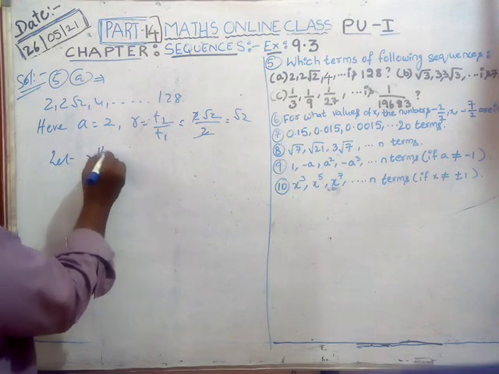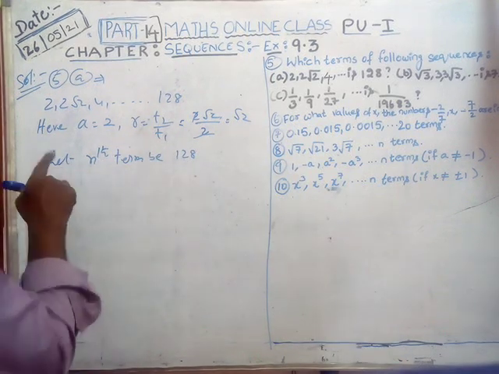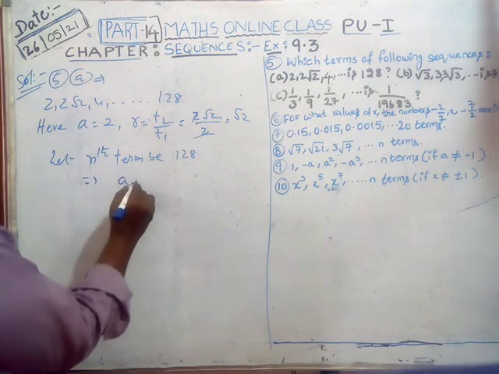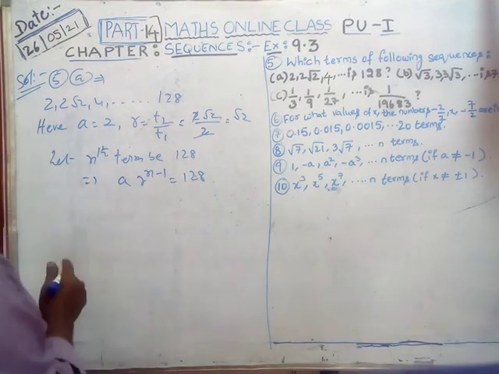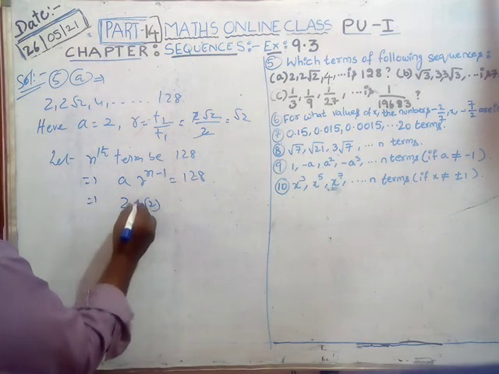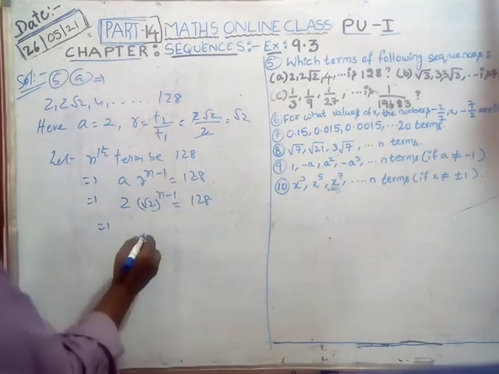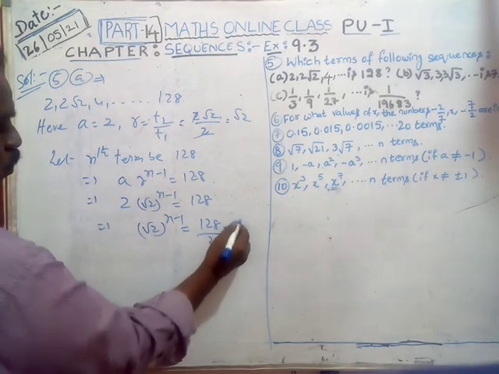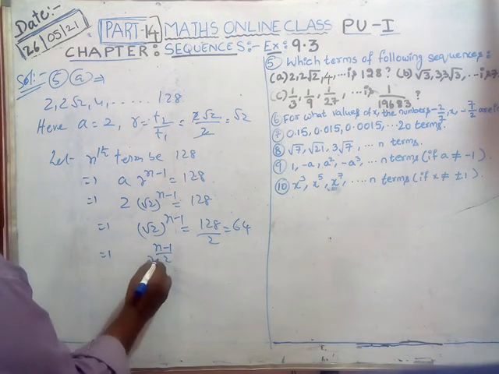Let the nth term of the sequence be 128. That implies A R power n minus 1 is equal to 128. This is the nth term formula. A is 2 and R is root 2, so 2 into root 2 power n minus 1 is equal to 128. The 2 is sent to that side. Root 2 power n minus 1 is equal to 128 by 2, which is 64.